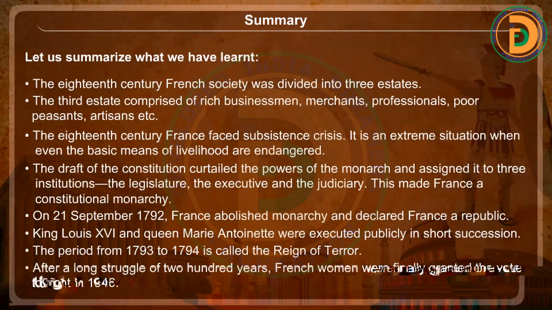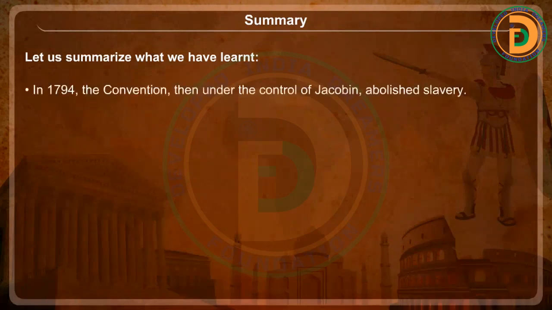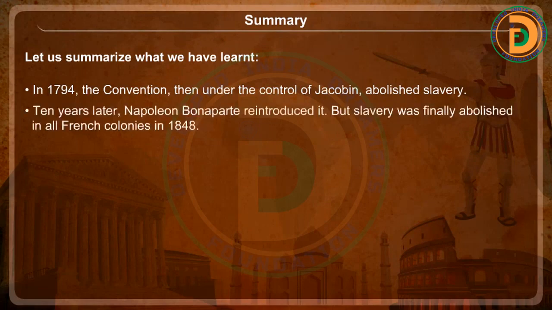After a long struggle of 200 years, French women were finally granted the right to vote in 1946. In 1794, the Convention, then under the control of Jacobin, abolished slavery. 10 years later, Napoleon Bonaparte reintroduced it. But slavery was finally abolished in all French colonies in 1848.